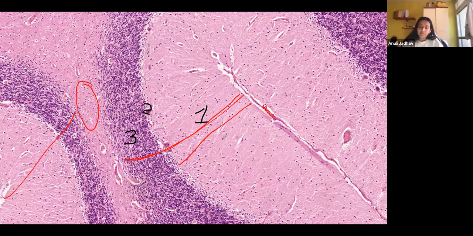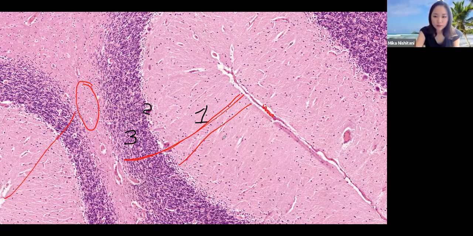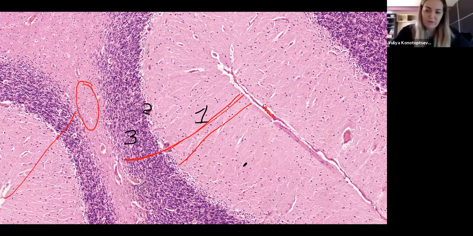Dendrites of the Purkinje and parallel fibers. Very good. So parallel fibers are also going to be here. The second layer right here is the Purkinje layer, but as you can see, we don't really see much. We just see the cell bodies of the Purkinje, huge cell bodies. And then the last one is the granule layer. That's where the Golgi and the granule cells will be.